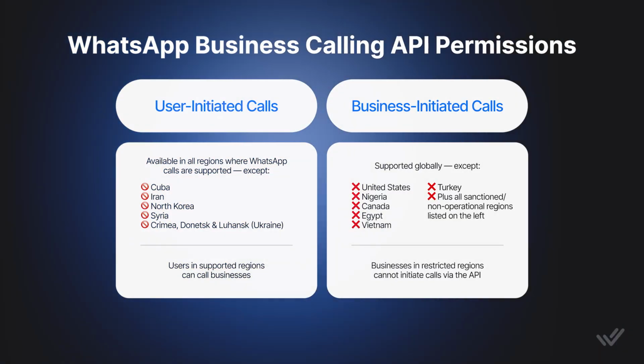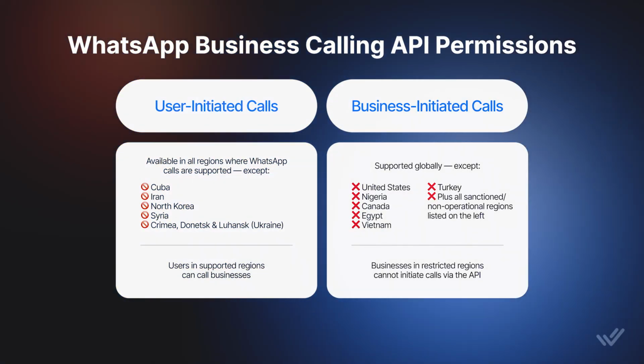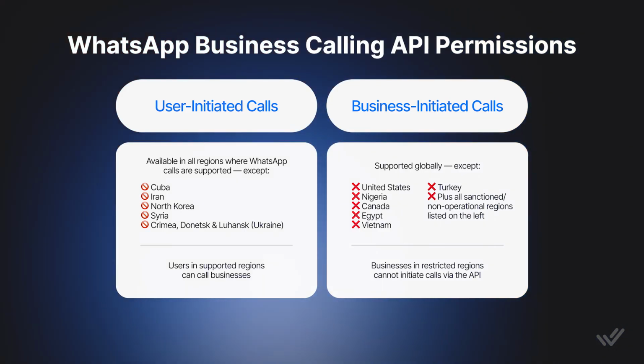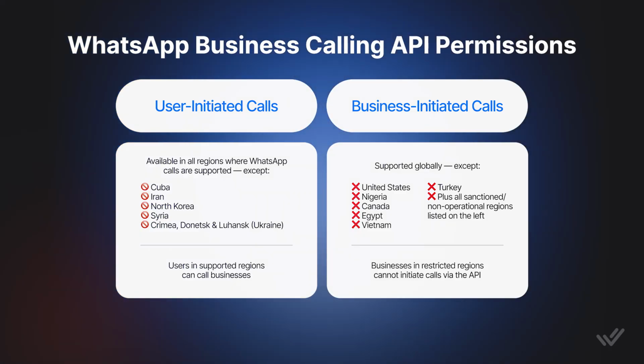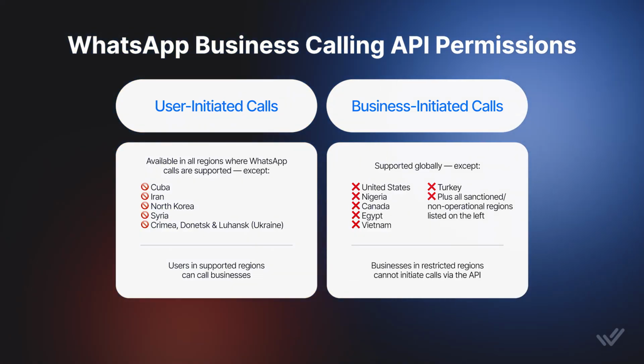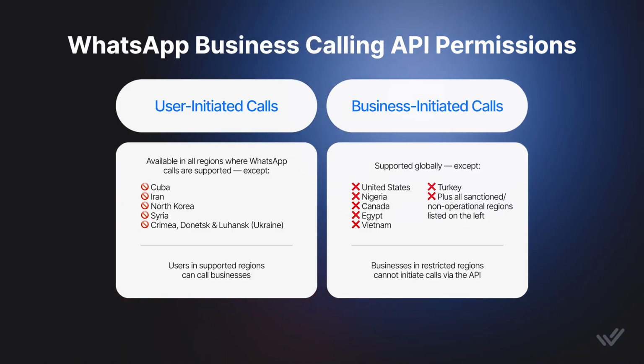Now, let's talk about availability. WhatsApp Business Calling API is generally available wherever WhatsApp API is supported, with a few regional exceptions. In some countries, you can only receive calls, while in others, calling is completely restricted. For the latest information, we recommend checking Meta's official website.